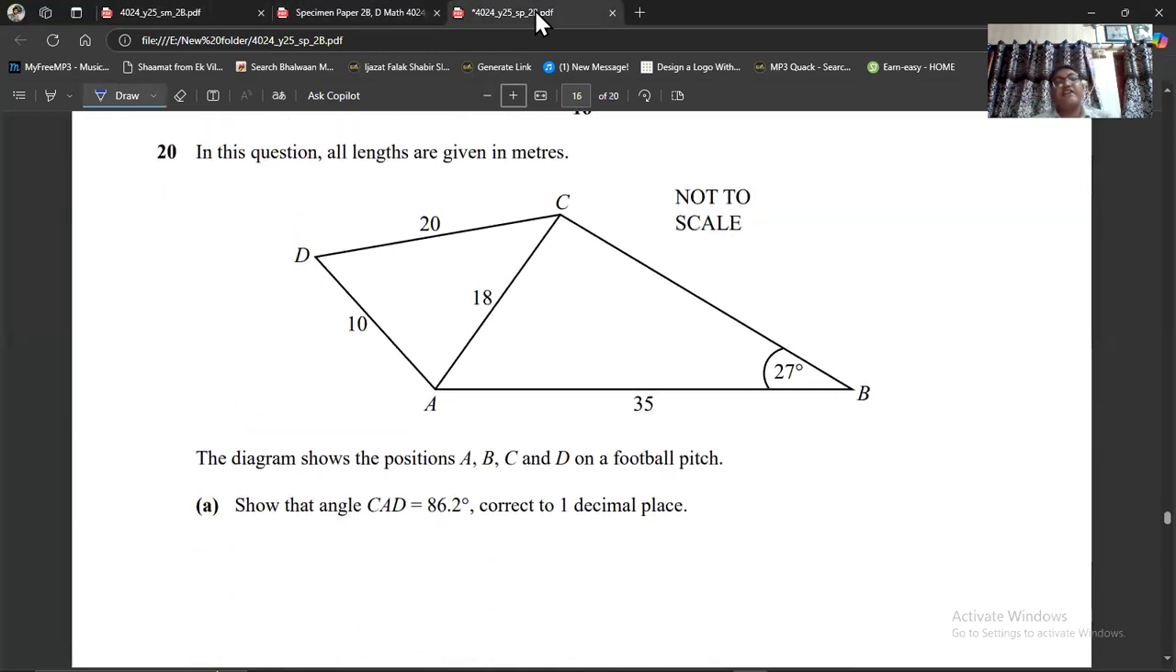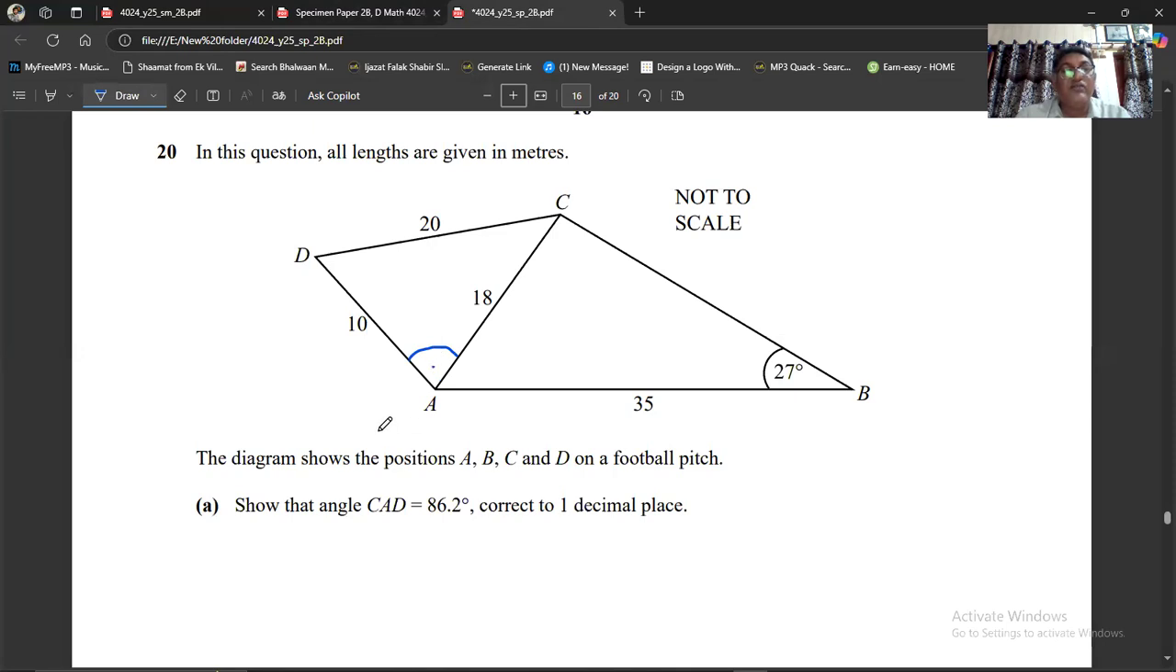Question number 20, he says, in this question, all lengths are given in meters. The diagram shows the positions A, B, C, and D on the football pitch. Show that the angle CAD. So basically, they are asking you about this angle.